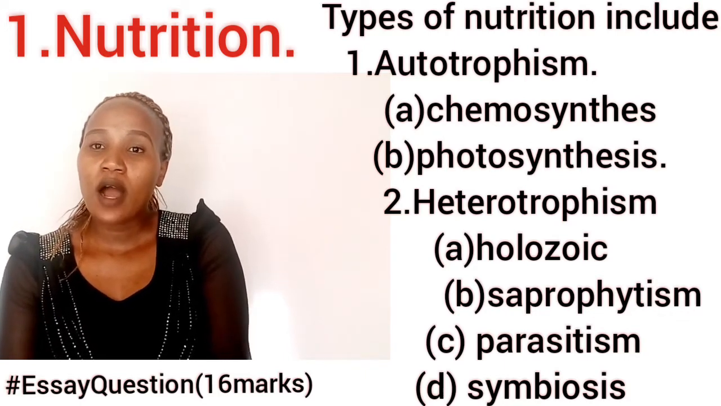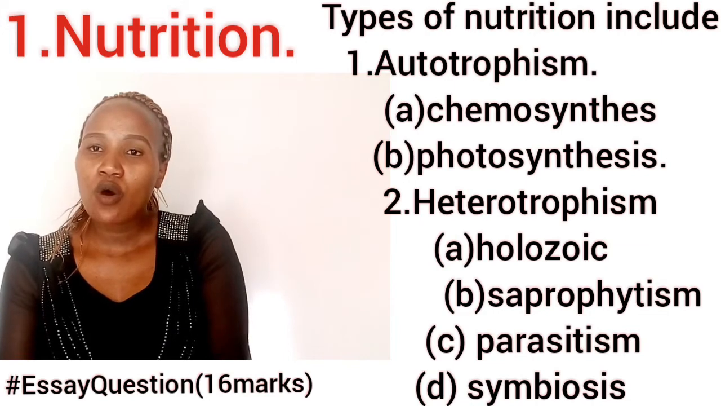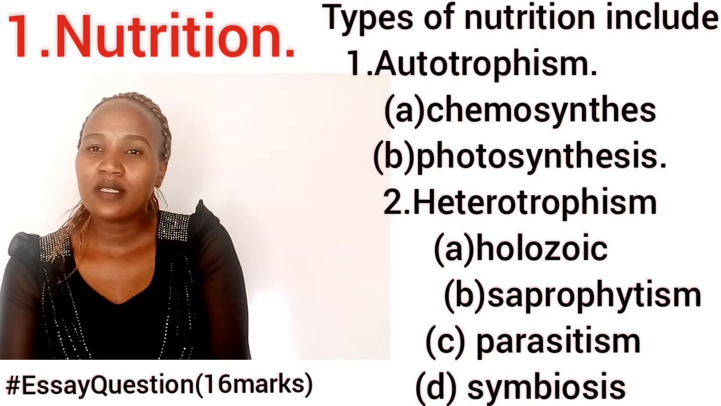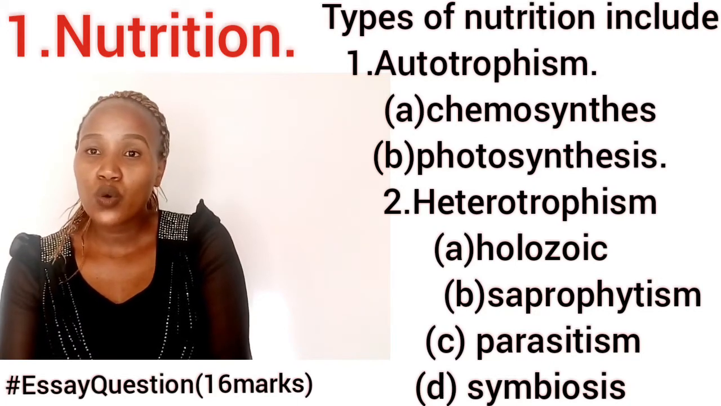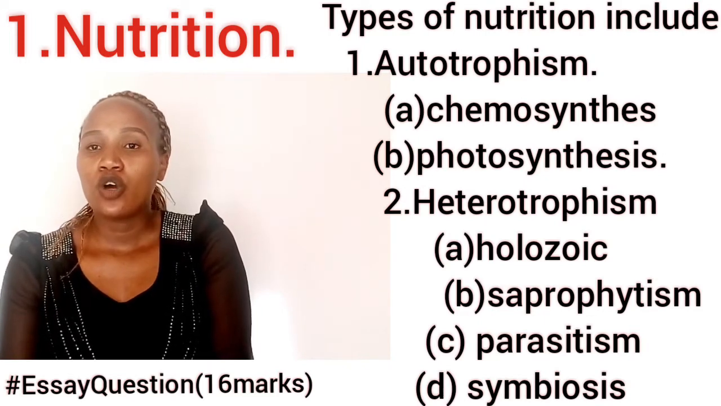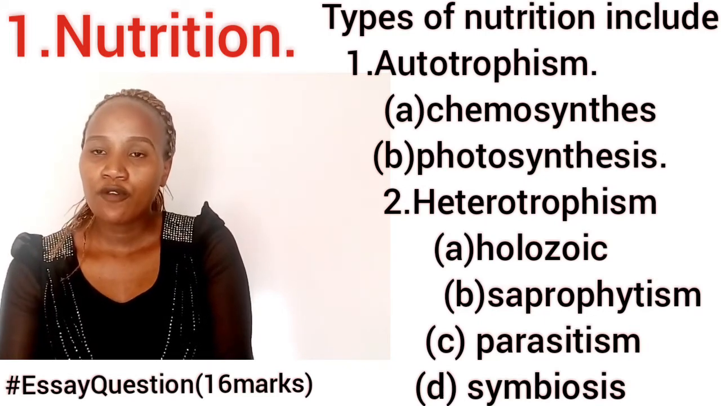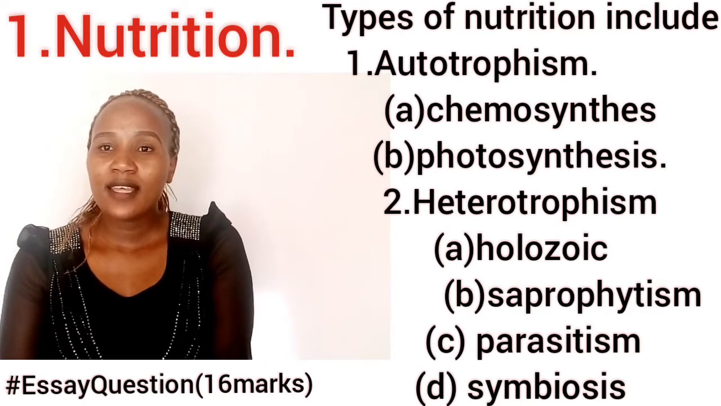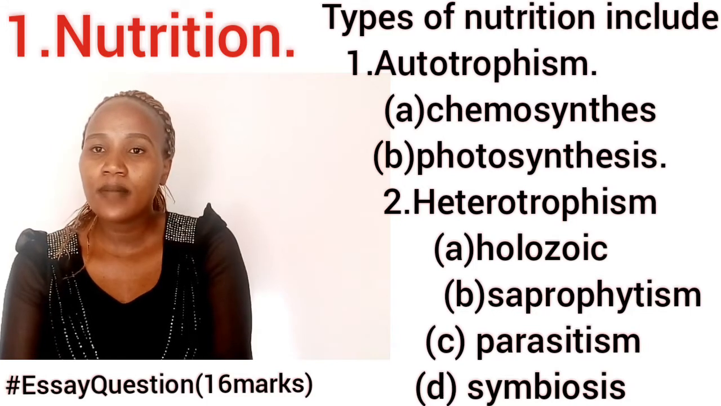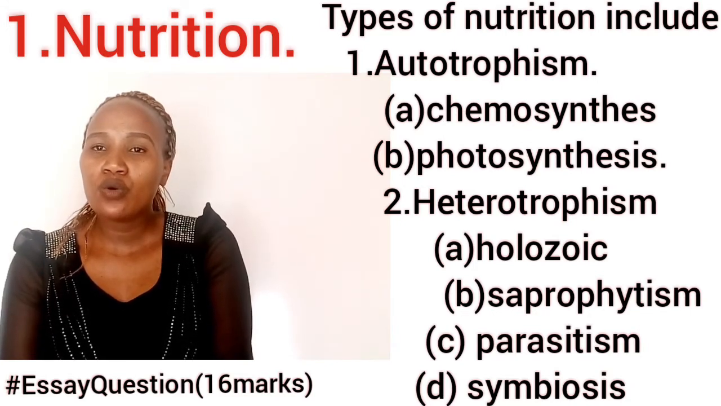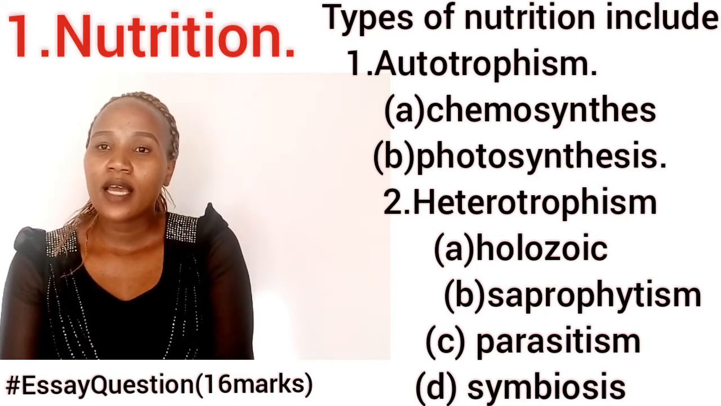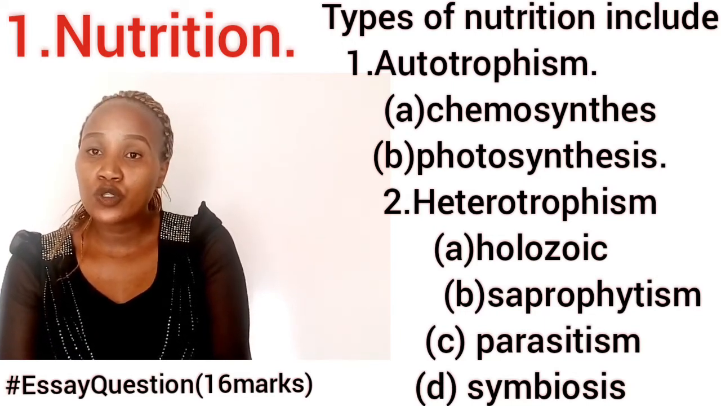So when we talk of acquiring, we are talking of whether the organism has the ability to make its own food, or it has the ability to feed on already made food. Now, in this feature that is seen in all living organisms, we are going to look at two groups of organisms. These are the autotrophs and the heterotrophs.